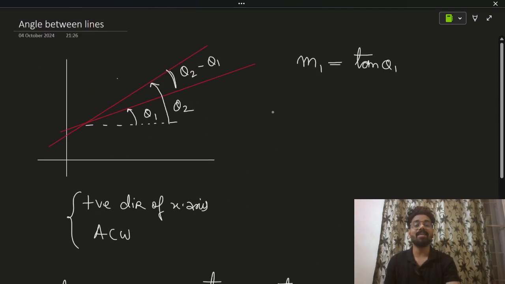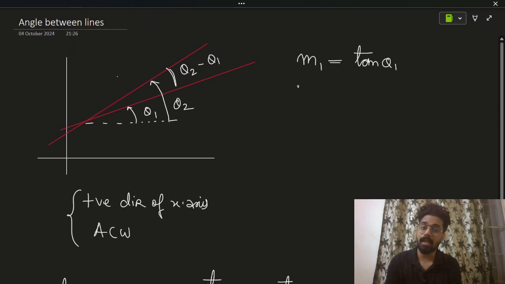Now what is tan theta 1? It's m1. Similarly, what is m2? Slope of the second line. This is line number 1, this is line number 2. This is tan theta 2.